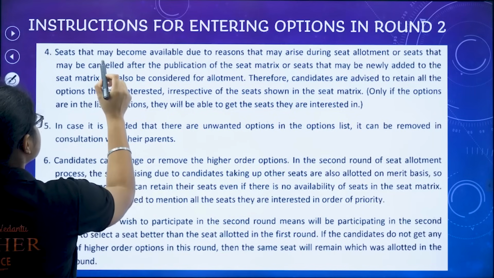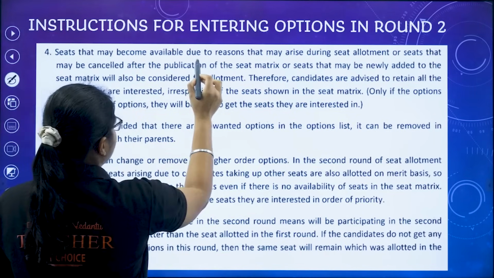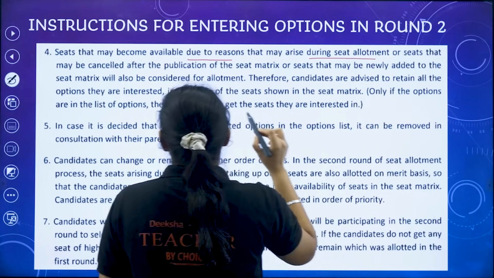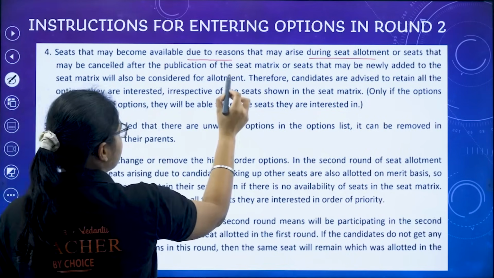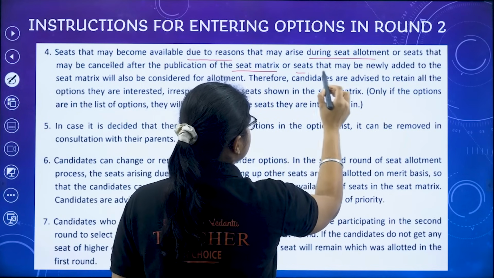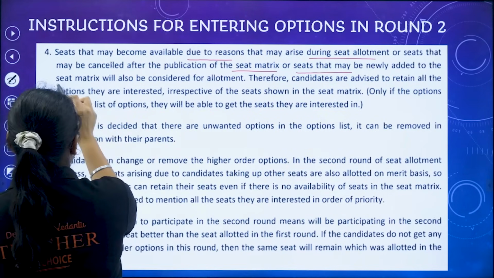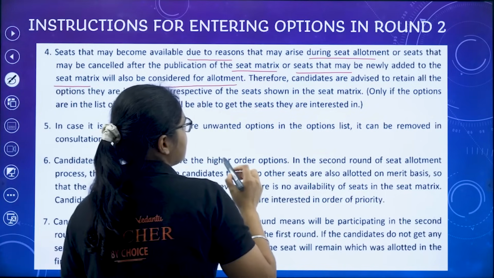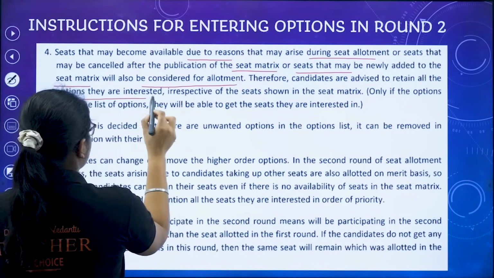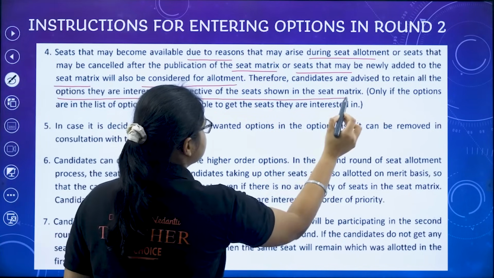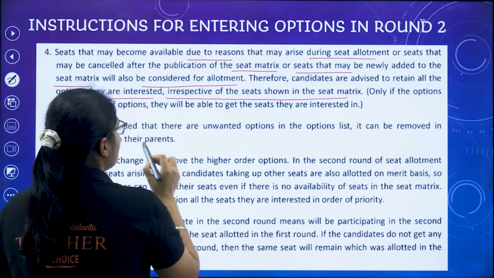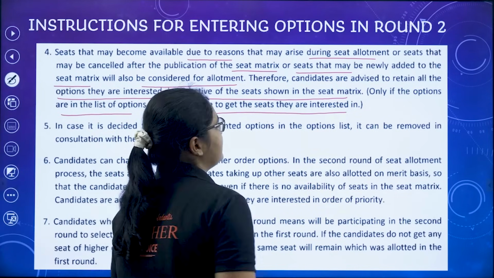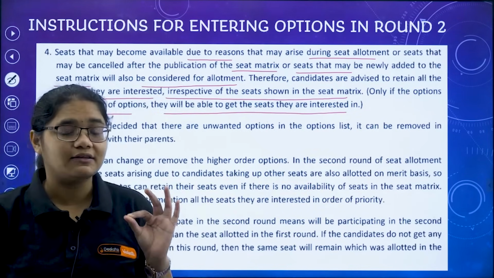Seats that may become available due to the reasons that may arise during seat allotment, or seats that may be cancelled after the publication of the seat matrix, or seats that may be newly added to the seat matrix will also be considered for allotment. Therefore, candidates are advised to retain all the options they are interested in, irrespective of the seats shown in the seat matrix. Only if the options are in the list of options will they be able to get the seats they are interested in. This is going to be very, very important.